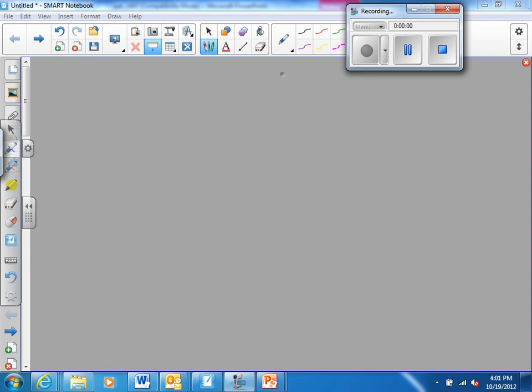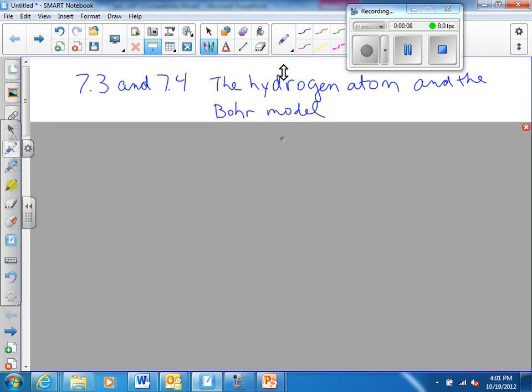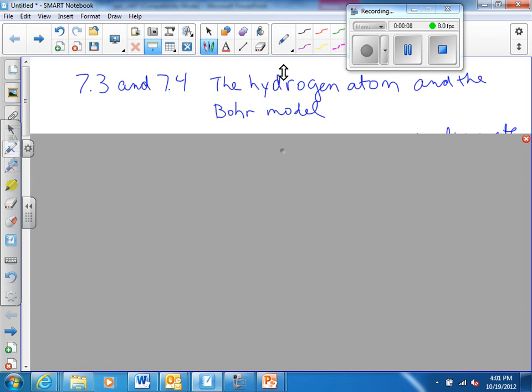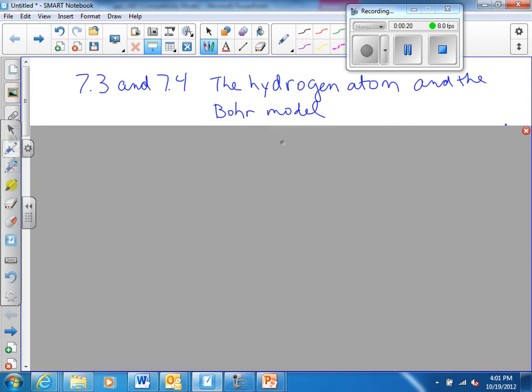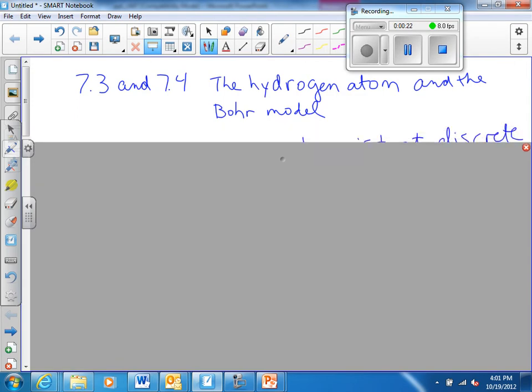So we're about to do one of my most favorite parts of all of chemistry. This is sections 7.3 and 7.4, the hydrogen atom and the Bohr model. I always get goose pimples when I do this particular one, but I don't know how it'll be when I'm doing it on video, because you guys aren't here to see me. I can't see your faces, as if you really get this whole concept, it's just so utterly cool.